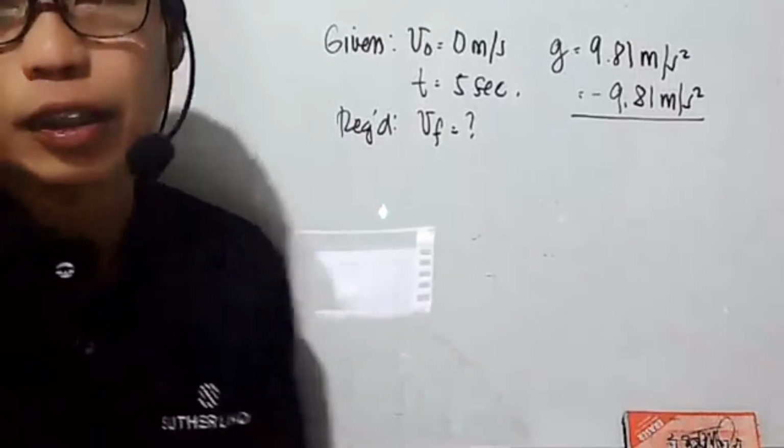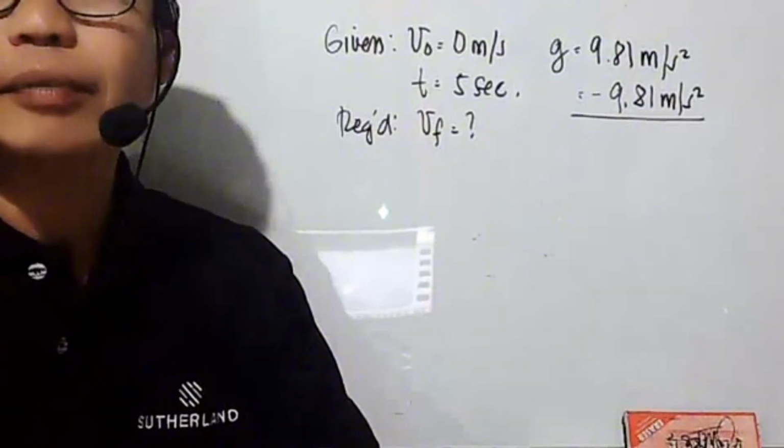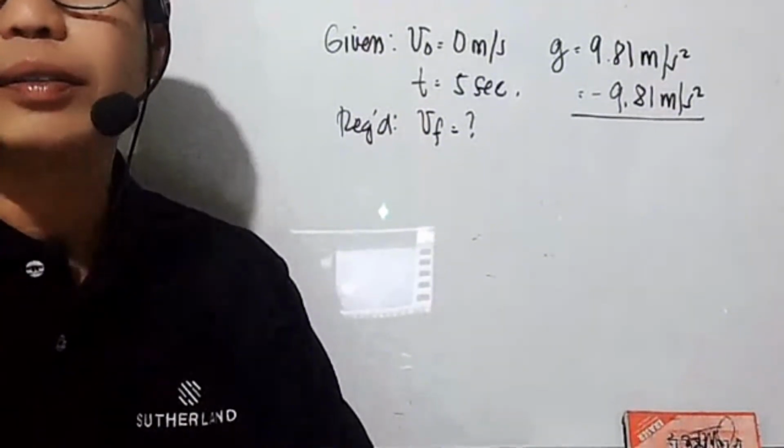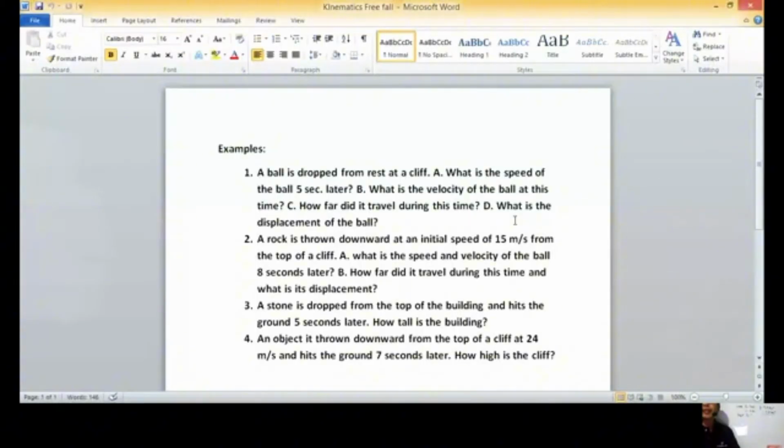Okay, so to understand this better, I'll show you some problems and I will be solving them. I'll be sharing the problems. Hopefully you can read them. The first problem states that a ball is dropped from rest at a cliff. What we're looking for: A, what is the speed of the ball 5 seconds later? B, what is the velocity of the ball at this time? C, how far does it travel during this time? And finally, D, what is the displacement of the ball?